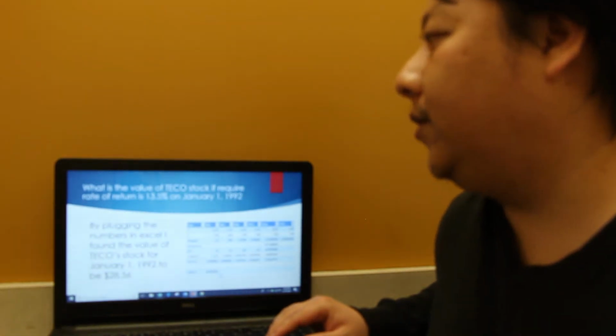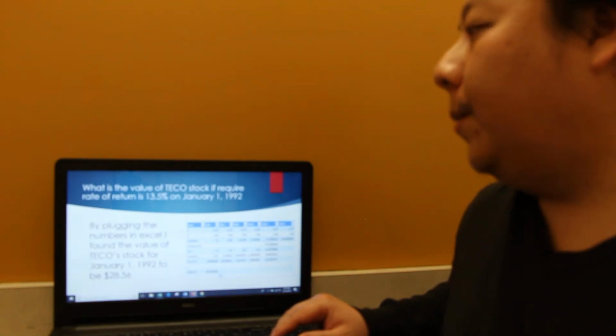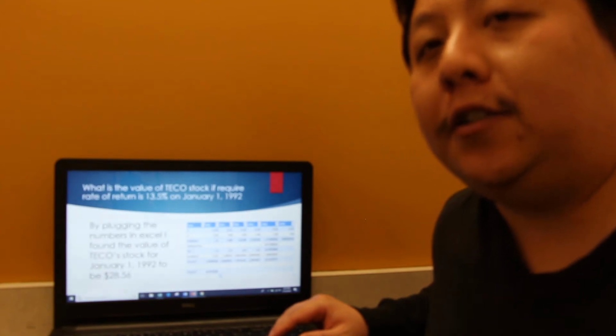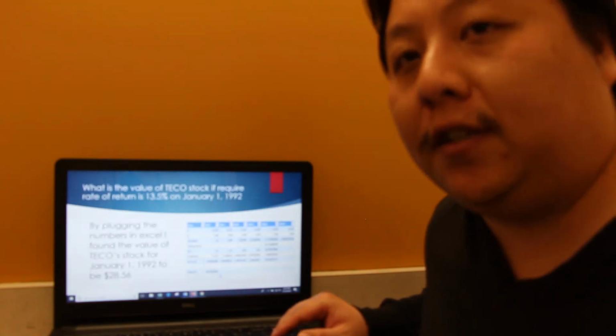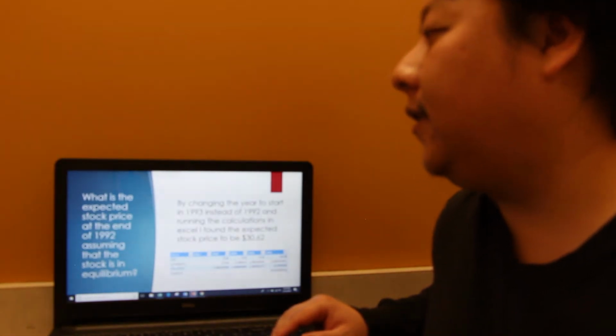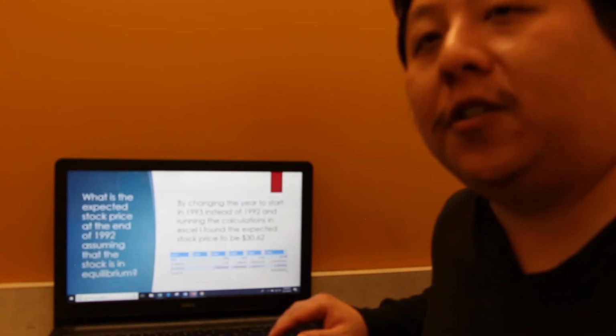What is the value of TECO stock if required rate of return is 13.5% on January 1st, 1992? By plugging in the numbers in Excel, I found the value of TECO stock for January 1st, 1992 to be $28.56. What is the expected stock price at the end of 1992, assuming that the stock is in equilibrium? Again, by shifting the year ahead to 1993 instead of 1992, I found that the expected stock price was $30.62.